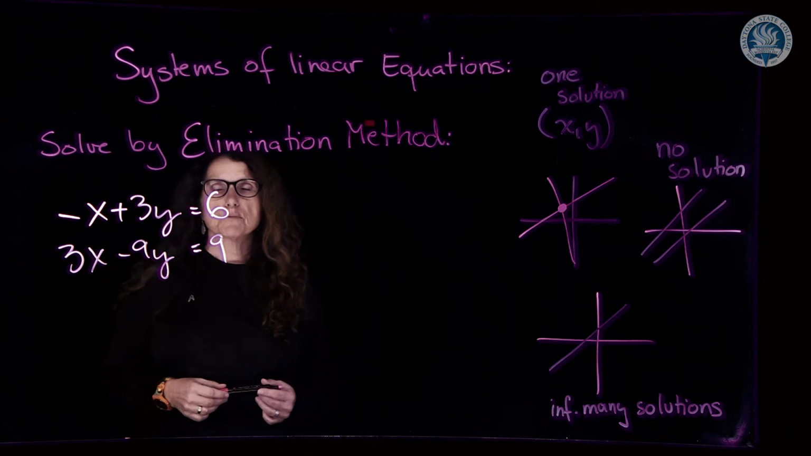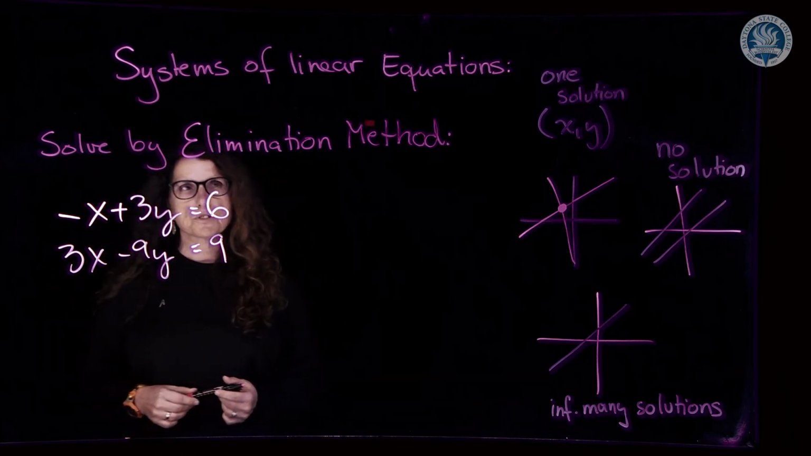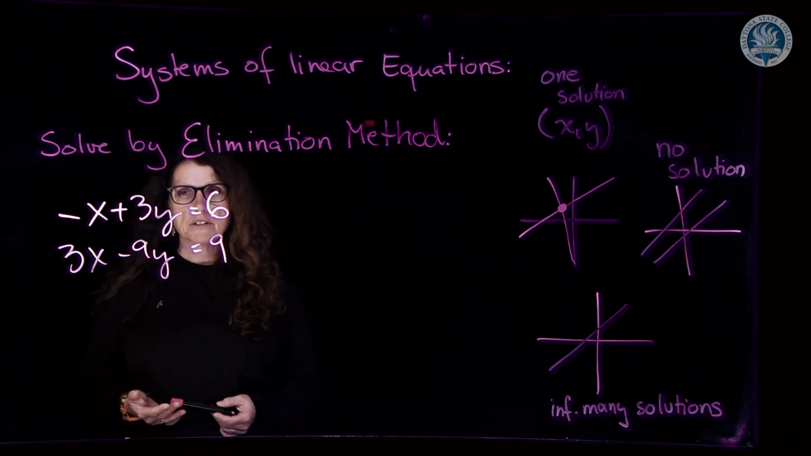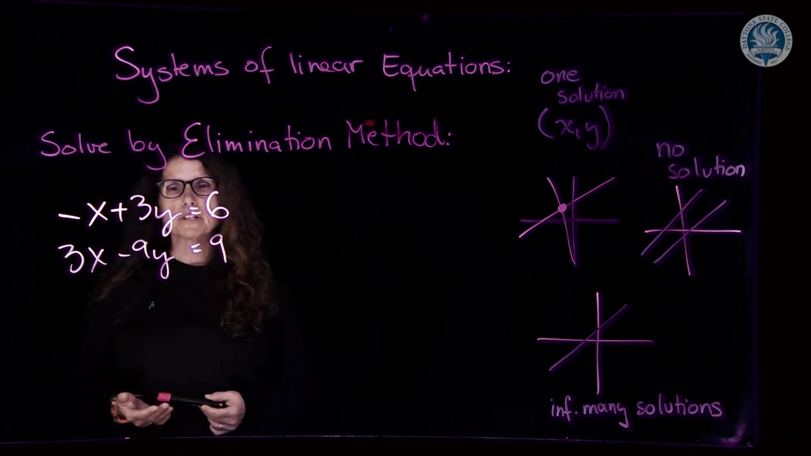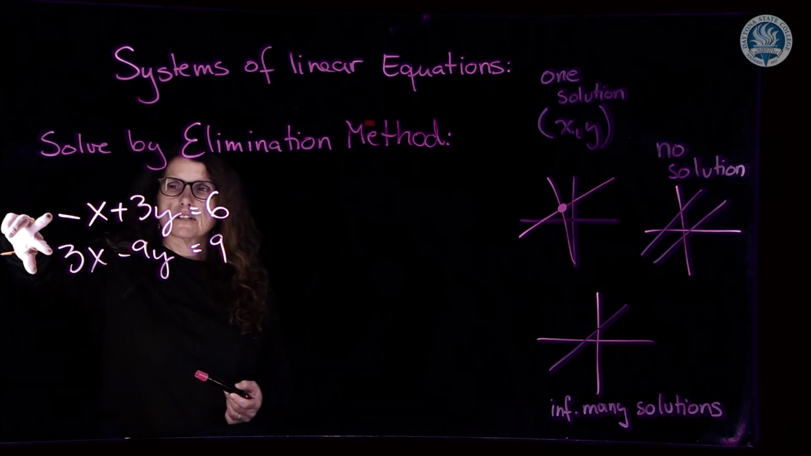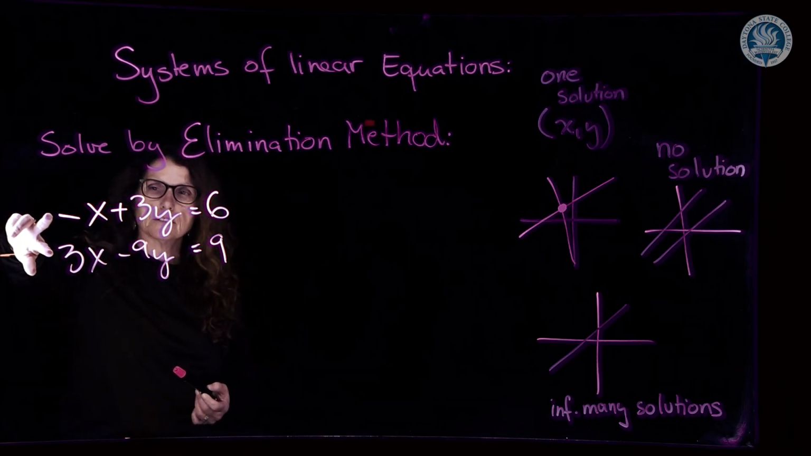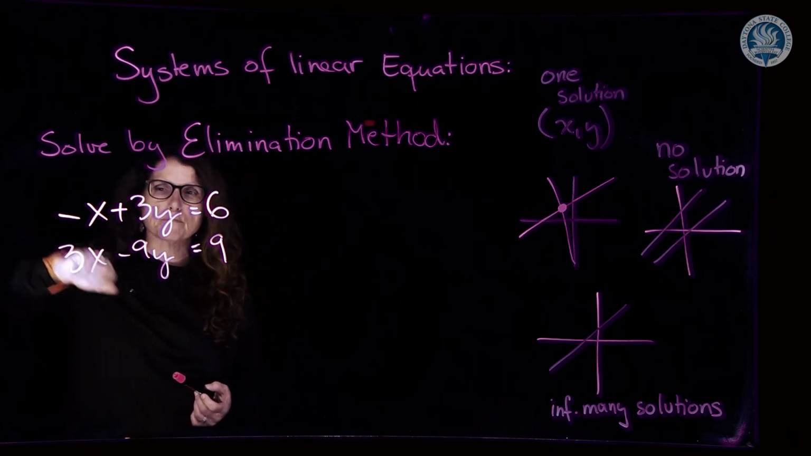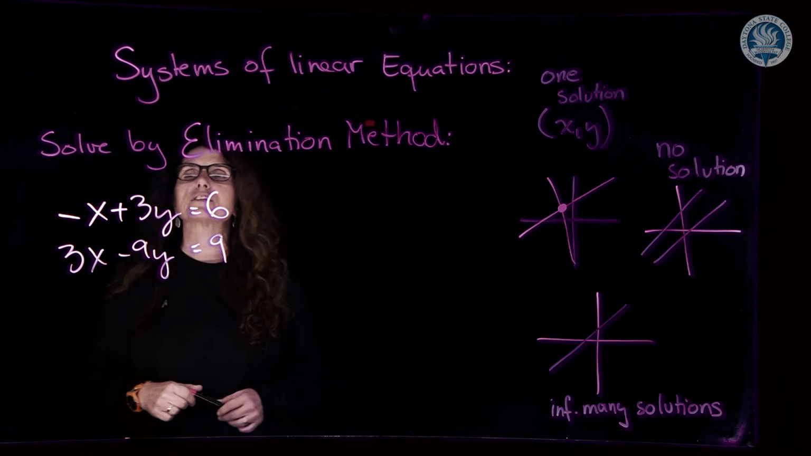Here's another system of linear equations we want to solve by the elimination method. With the elimination method, you have to eliminate one of the variables. Let's take a look here. We have a negative x and a 3x. They have opposite signs, so I'm deciding to eliminate the x.